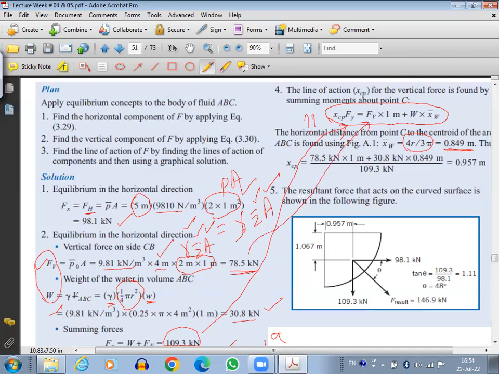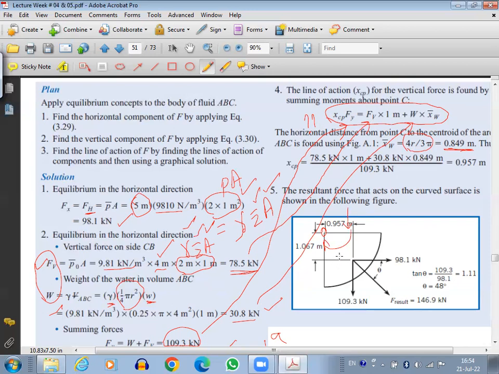Fv is here. Weight, we have just found out, is here. Okay. So Fv will be the moment arm for Fv if you are taking the moment at this point. So the moment arm of this Fv will be 1 meter, because Fv was acting exactly in the center. So the moment arm will be 1 meter.